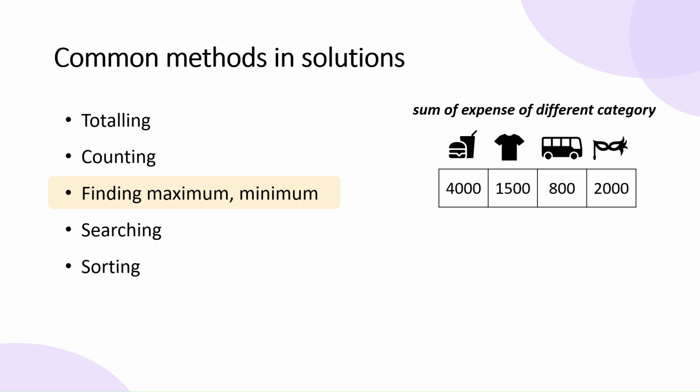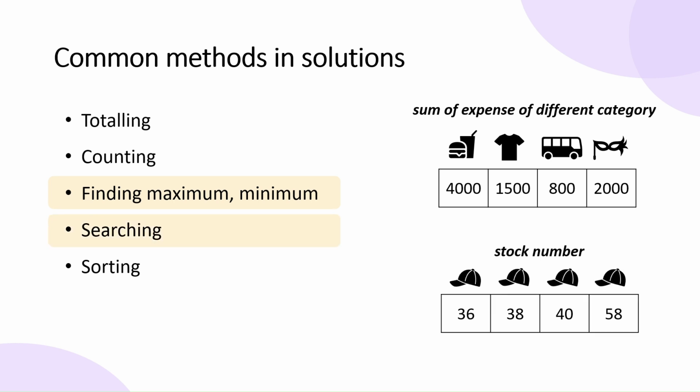How about the searching methods? For example, you got an array which stores the number of products which are all in the stock, and you're wondering does number 52 products are still in the stock? In this question, you're going to use the searching methods. So now, let's see what can we do to find the maximum or the minimum.